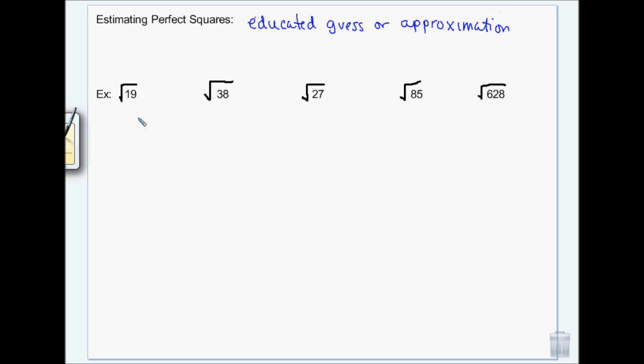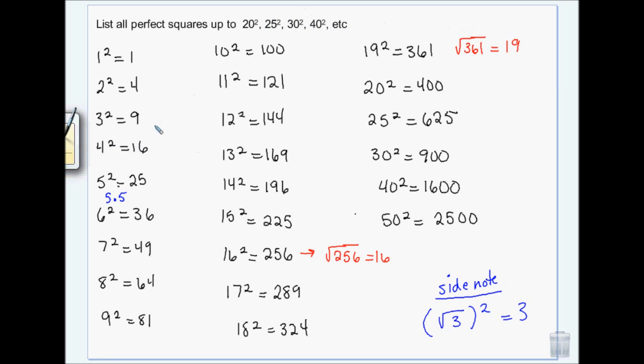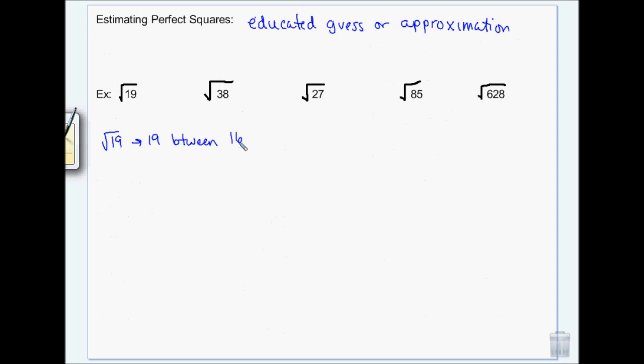Okay, so here's how we're going to do this. Do you guys have all these exact same numbers? Okay. So I'm going to look at the square root of 19. I'm going to rewrite them down, so we have more room. Okay, square root of 19. 19 is between 16 and 25. These are my perfect squares, right? So it's between 16 and 25.